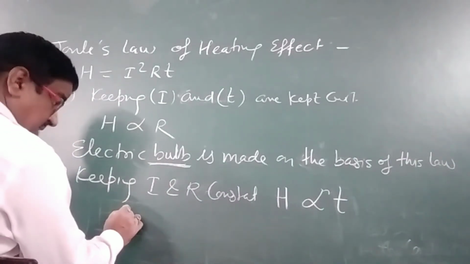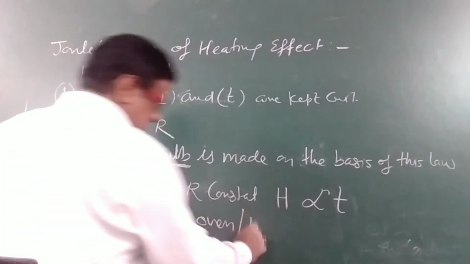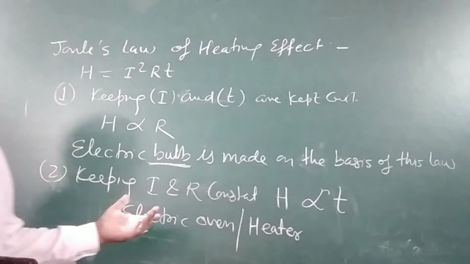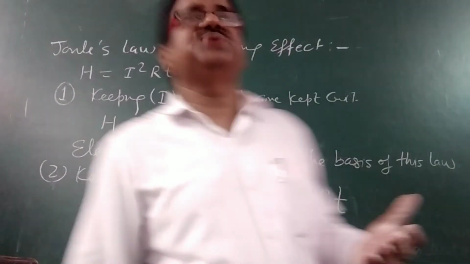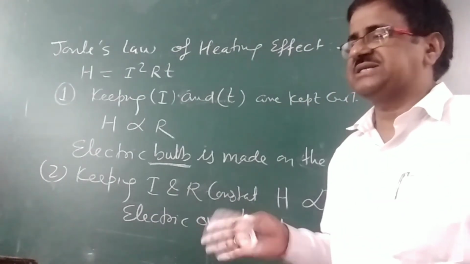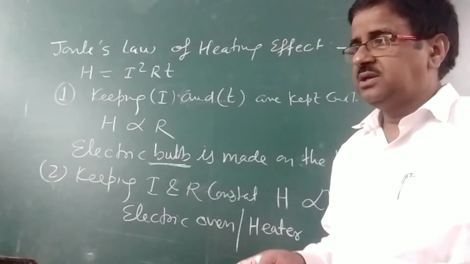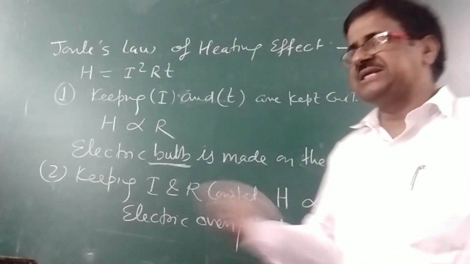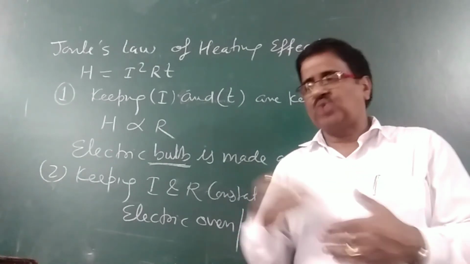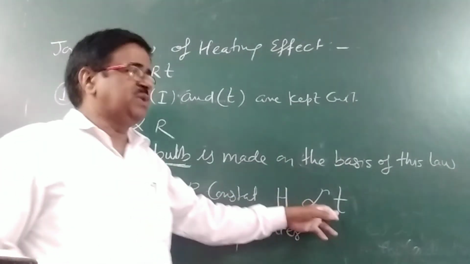Practically, the electric oven, meaning the electric heater in your house, is made on this basis. My dear student, you might have seen when you switch on your electric oven, heater, toaster, etc. of value 1000 watt, quickly it will not give power equal to 1000 watt. With the passage of time, its heat will increase.